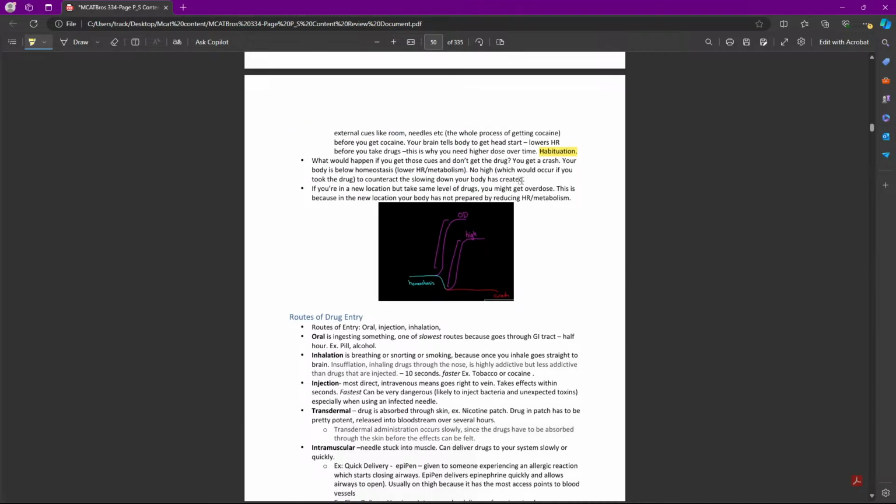What happens if you get these cues and don't get the drug? You'll get a crash because your body is below homeostasis. No high, and no counter for the slowing your body has created. If you're in a new location but take the same dose, you might overdose. This is because in the new location, your body is not prepared for reducing heart rate or metabolism.